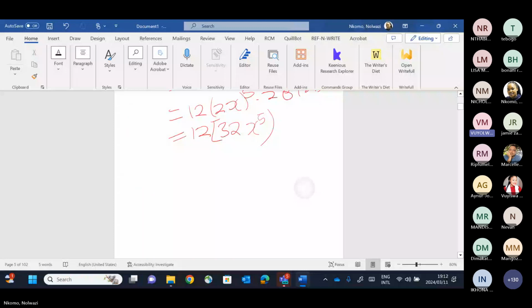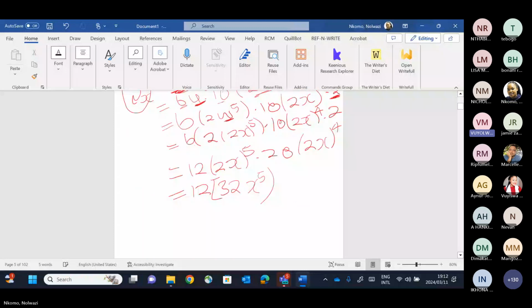Nolwazi, the confusion that I'm getting now is, I got it until the third last step, where we have 6 open bracket 2w to the power of 5 times 10 into 2 into a bracket of 2x times 2. And then I got to the step following that, which is 6 times 2. It's the second to last steps that you lost me in, where we have 12 into 2 to the power of 2x. Oh, I said 6 times 2 is 12.